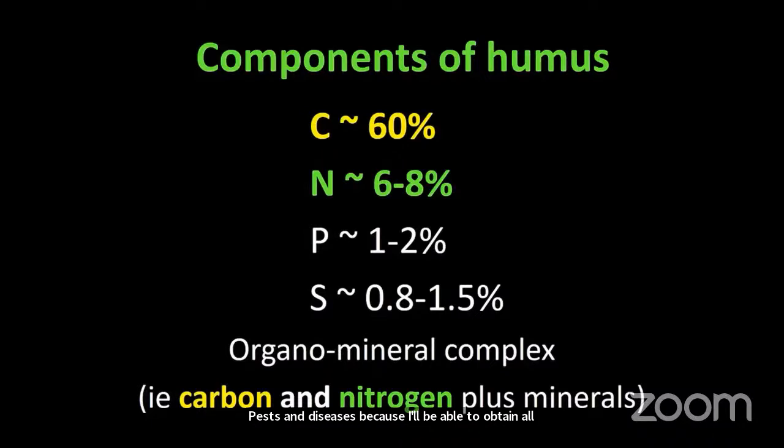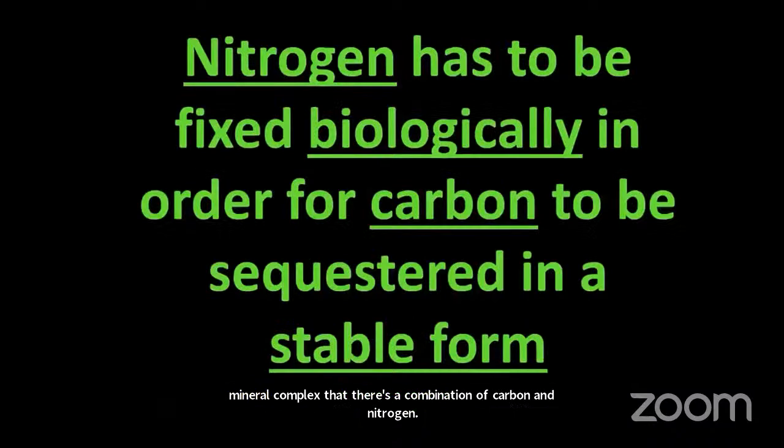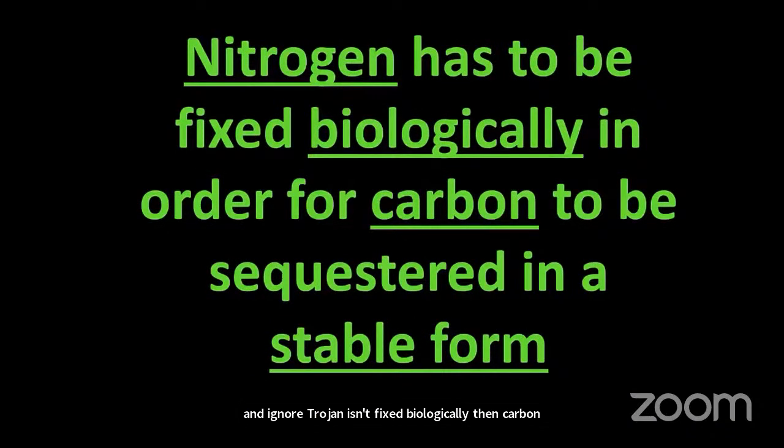Humus is about 60% carbon, 6 to 8% nitrogen, and a little bit of phosphorus and sulphur. Always in those same ratios. It doesn't matter what kind of soil or where in the world it's built, it always has the same ratio of those components. That adds to about 70%. The other 30% are minerals in the soil. So it's formed in situ, and it's an organo-mineral complex, a combination of carbon and nitrogen, both of which are fixed biologically. And if nitrogen isn't fixed biologically, then carbon cannot be sequestered in a stable form. So if we add it as inorganic nitrogen, it will actually reverse this process and destabilise the carbon in your soil.